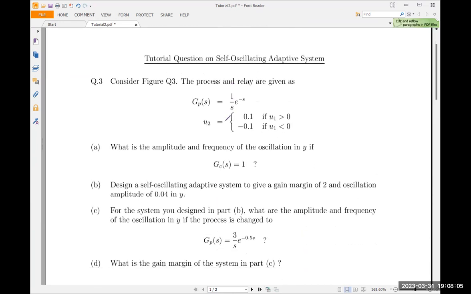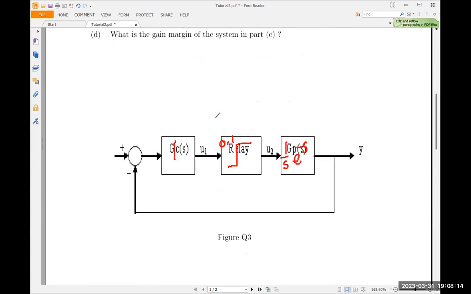Question A: what is the amplitude and frequency of the oscillation in Y? All right. Because there's a relay here, and GC is 1, there's nothing there. So from here to here must be equal to -1. Right? So if that's the case, from here to here, the phase is 0. Because if this is positive, this is also positive, this is negative, this is also negative. So the phase is 0.